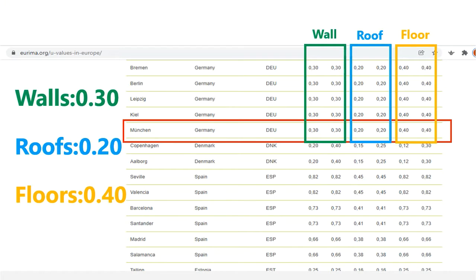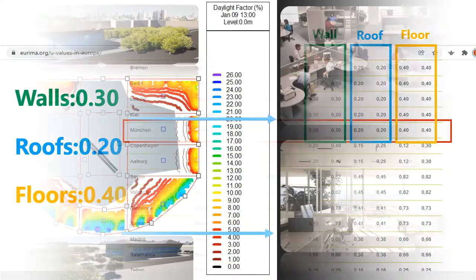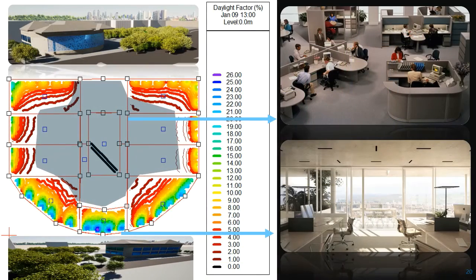For the building assessment in IES, materials were chosen based on European regulations that recommend a minimum U value. The initial simulation in IES showed that the building has very bad quality of daylight and ventilation due to the compactness. The inner surfaces are dark while the outer spaces have glare.